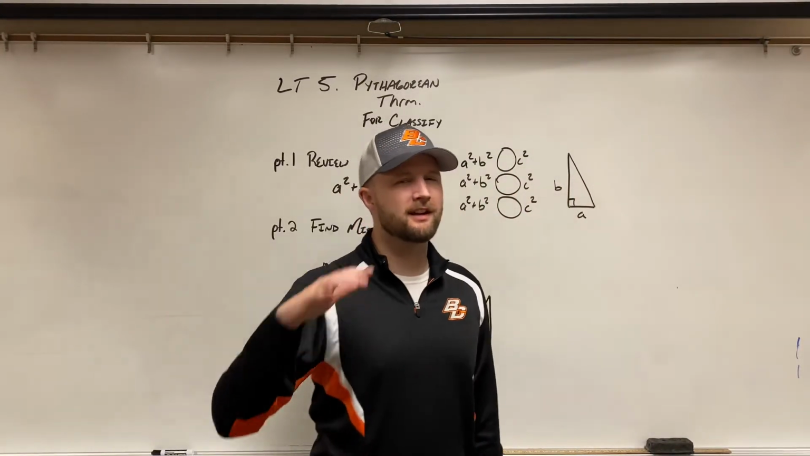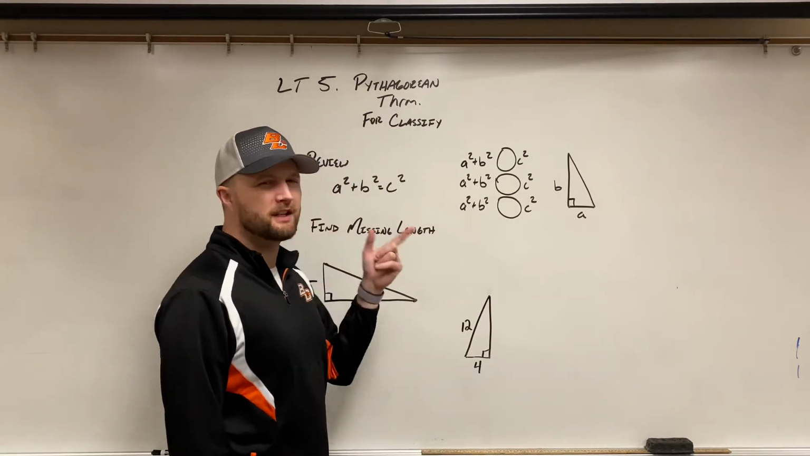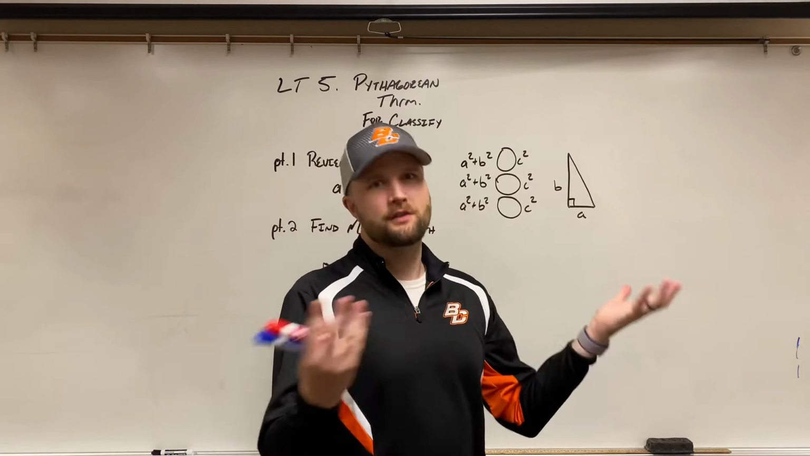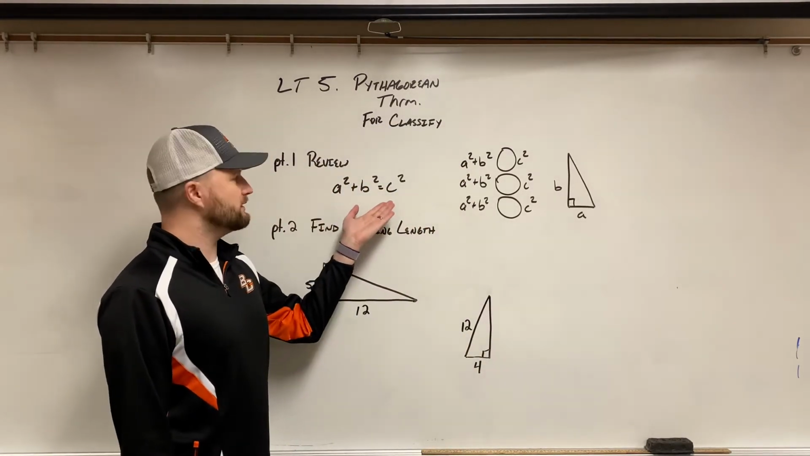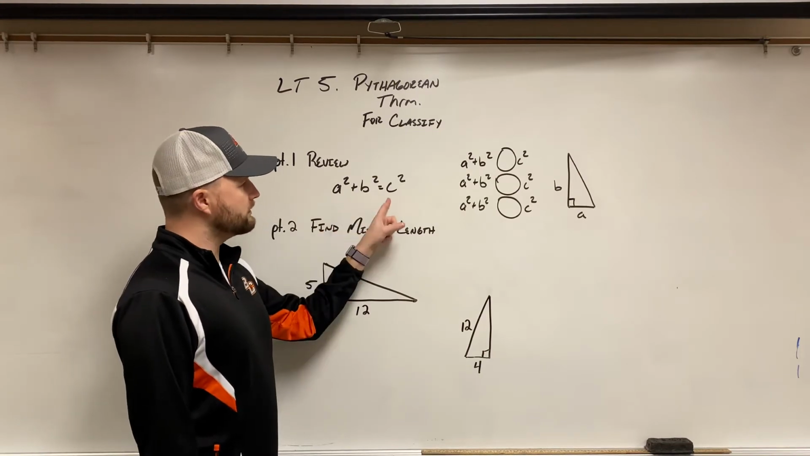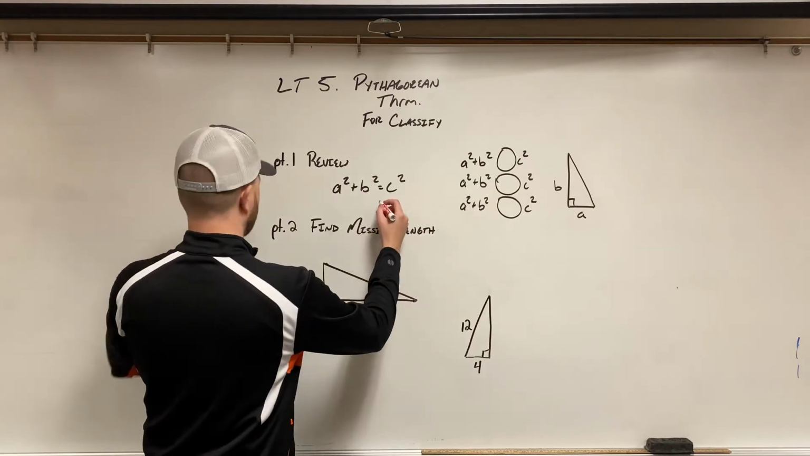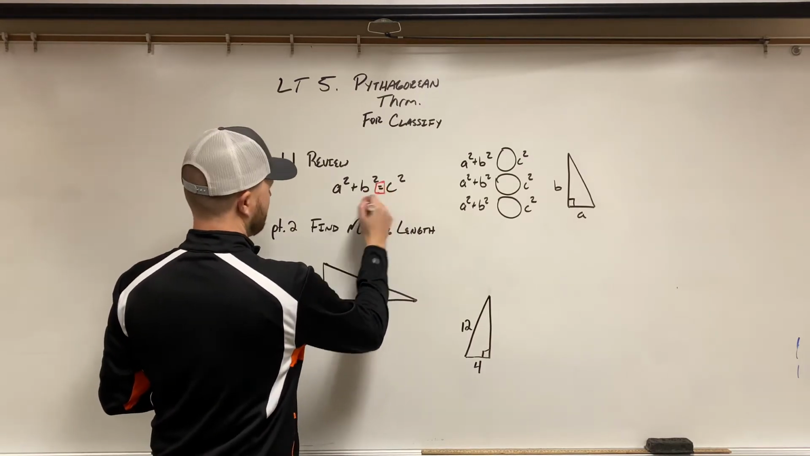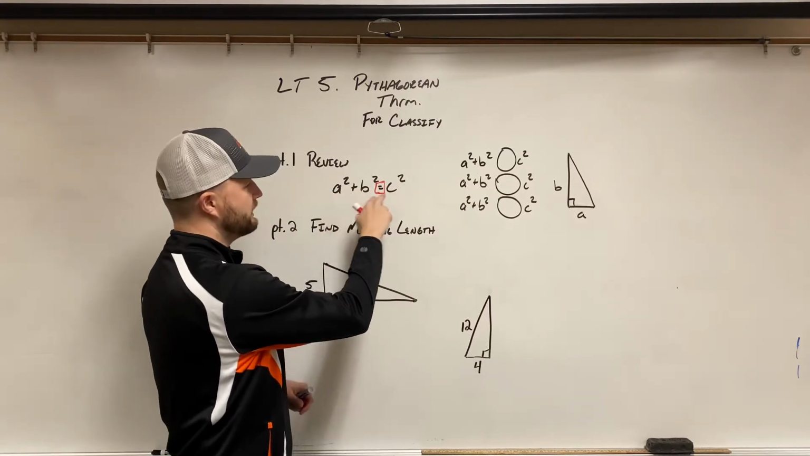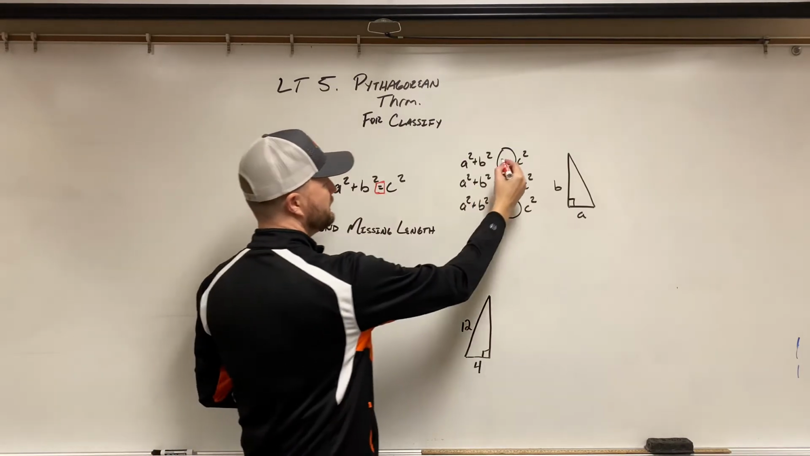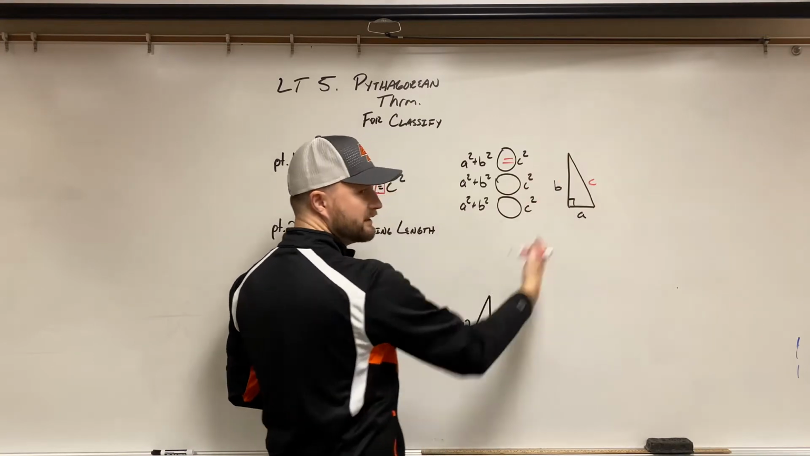So learning target 5 was the Pythagorean theorem, but using it for classifying. So of course you remember the Pythagorean theorem, a squared plus b squared equals c squared, right? We know this was only good with right triangles, and the key thing here was that it had to be equal. The two legs of a right triangle, a squared plus b squared, had to equal c squared. If I square the a, square the b, it should equal c squared.